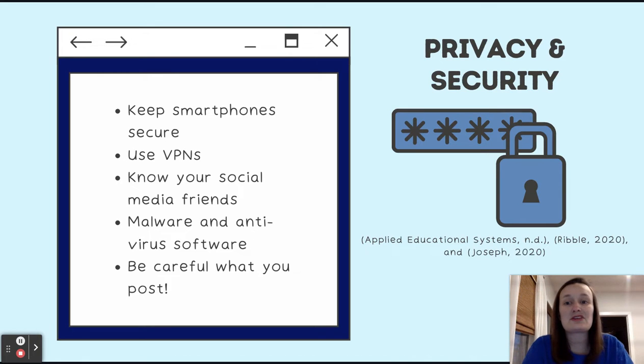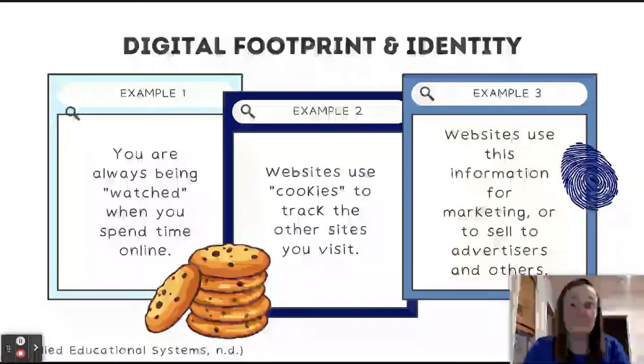So, privacy and security has to do with keeping your smartphone secure, changing your passcodes every so often. If you use a face lock code, make sure you're not posting similar pictures online. It also covers how to use a VPN, knowing who your social media friends are, how to avoid malware and use antivirus software, and being careful about what you post so that people cannot find you and locate you.